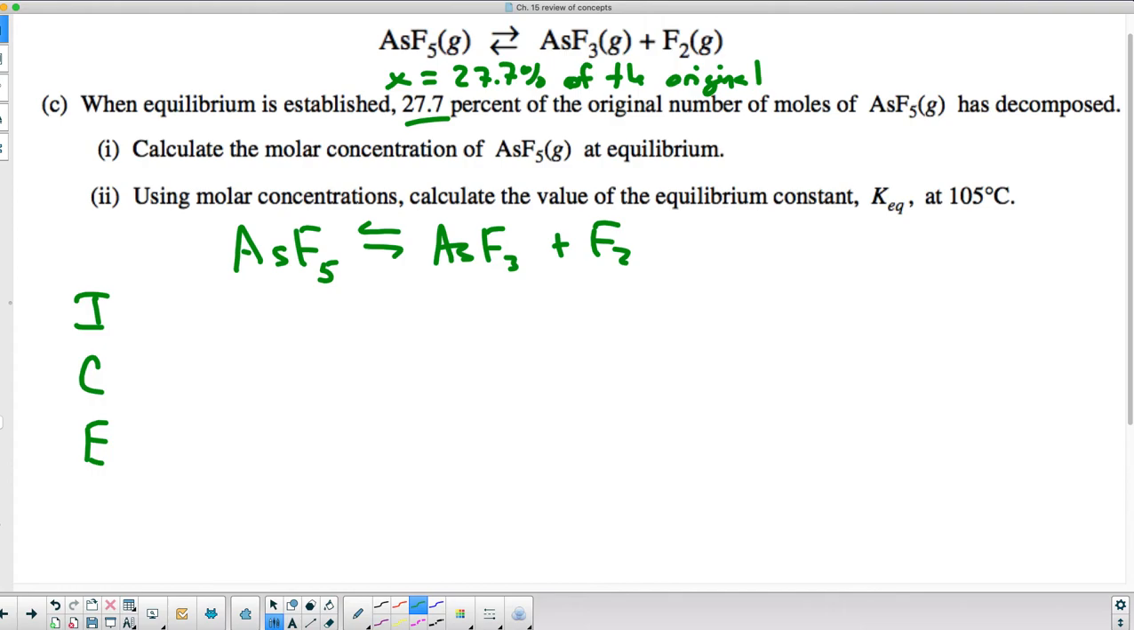I'm going to start with my molar concentration. So the moles of the starting part are 0.3284 moles. All right, that's what I'm starting with. I'm going to multiply by 0.277. So what I do is I take my starting moles, 0.3284 times 0.277, because that's 27.7%. I change it to a decimal and multiply.